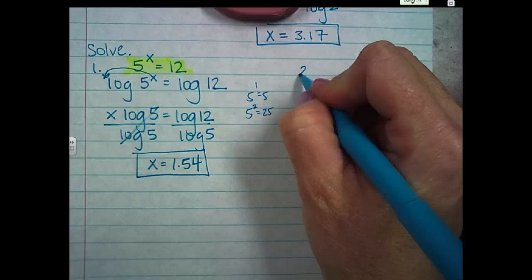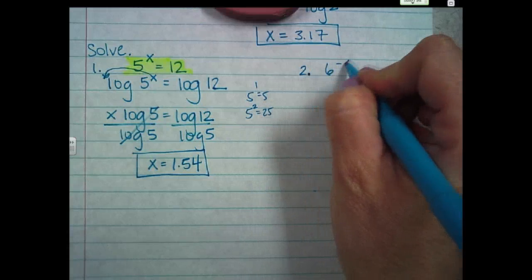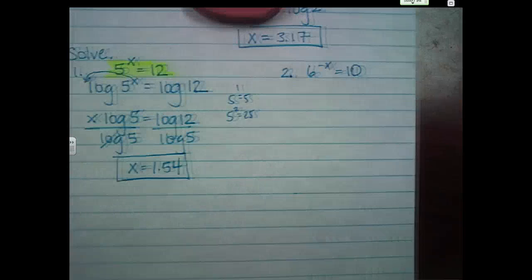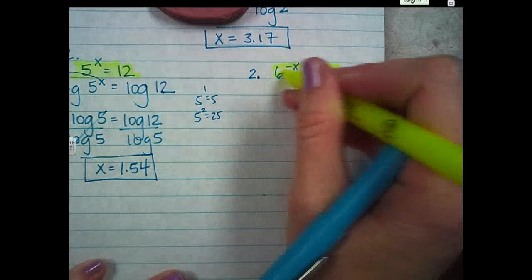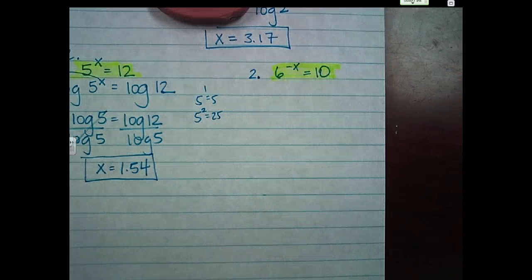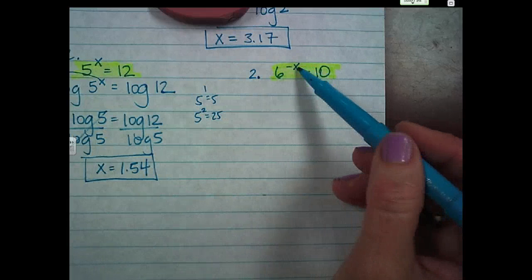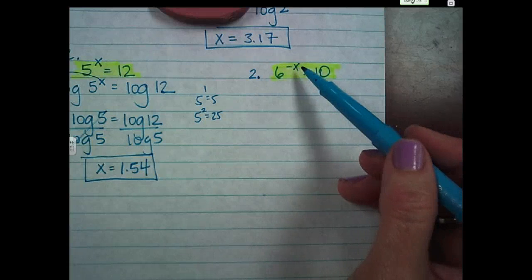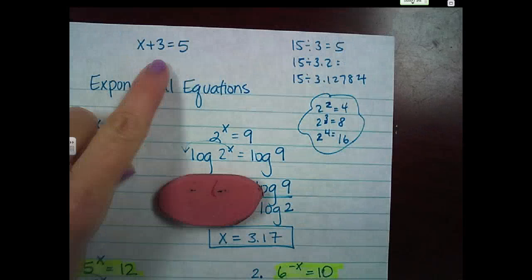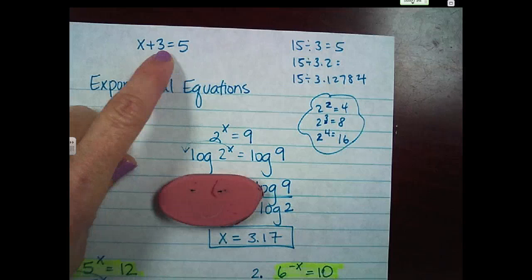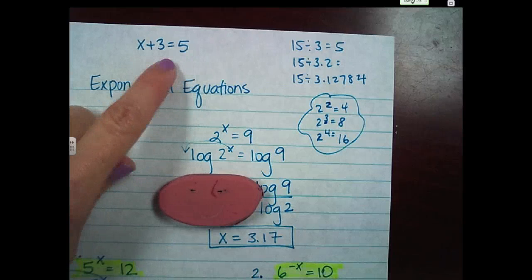Number 2. 6 to the negative x equals 10. What are you going to do? If you have a negative x or anything, if you're trying to solve for an exponent, what allows you to solve for an exponent? Log both sides. We're back to the same problem up here. What allows you to solve for x up here? Subtract 3 from both sides, right? We're just used to seeing that, okay?